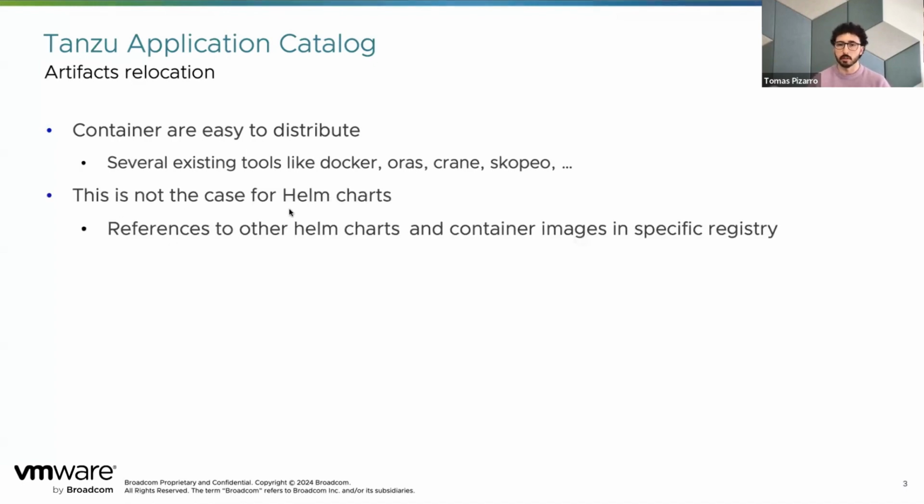Basically because the Helm charts contain references to the registry where they are located. So they have references to other Helm charts and they have references to container images. You can't simply download one Helm chart from one registry, move it to the air gap environment and push it, because if you do that, you will try to pull the container images from a different registry. And if you are in a real air gap environment, you won't be able to pull those images.